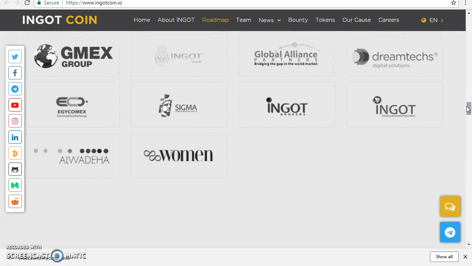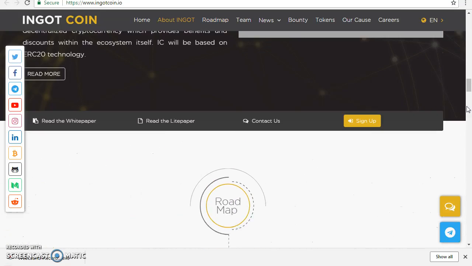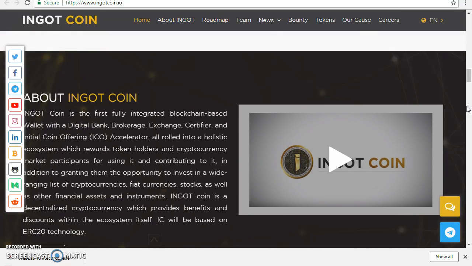As you can see here, if you log in to ingotcoin.io, you will see more on this project. And you can check our white paper too, because this project is moving forward.